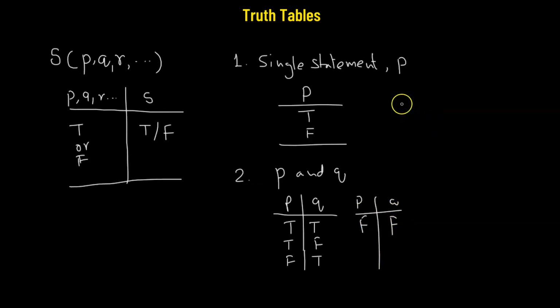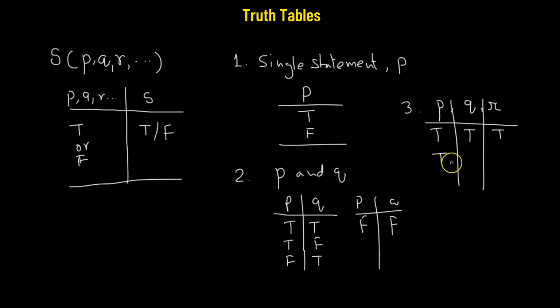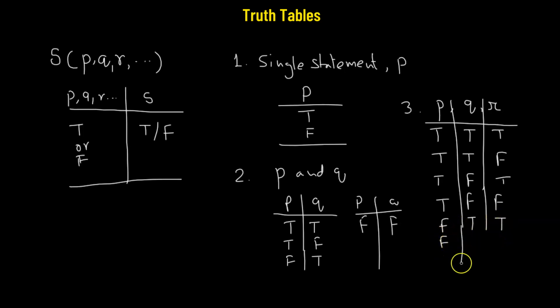Then let's consider the scenario of three statements. So let's say P, Q, R. So they can have a combination of 8 values. One could be all three of them are true statements, or it could be P and Q are true but R is false, or we could have a case when P and R are true but Q is false. Then we can have P is a true statement but Q and R are false statements. Then we can have P as a false statement where Q and R are true statements. Similarly, we can have F, T, F, F, F, T, and finally all the P, Q, R statements are false.